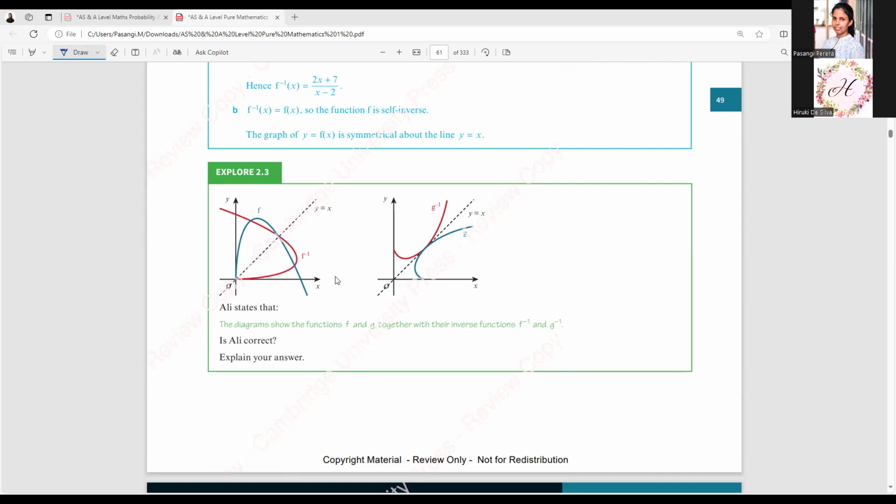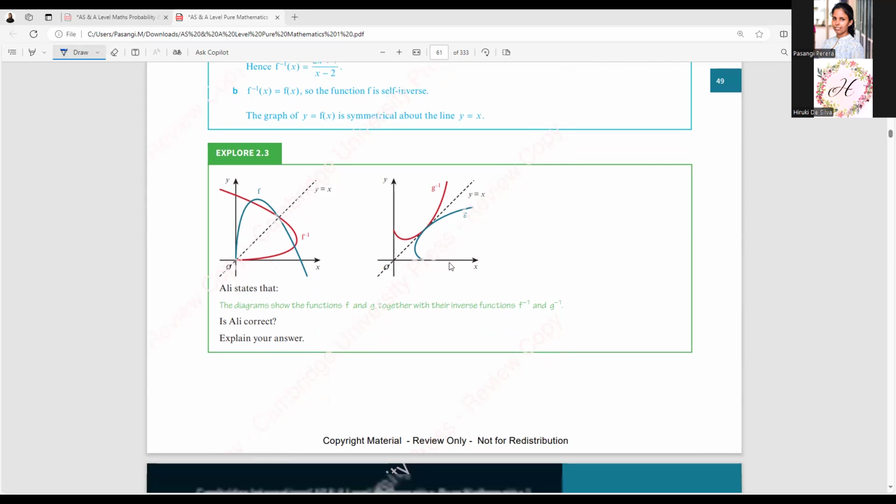So that is not correct actually. For the first one, it won't be correct. And for the second one also, it won't be correct, because again we have multiple values, no? So that's also not correct, yes.